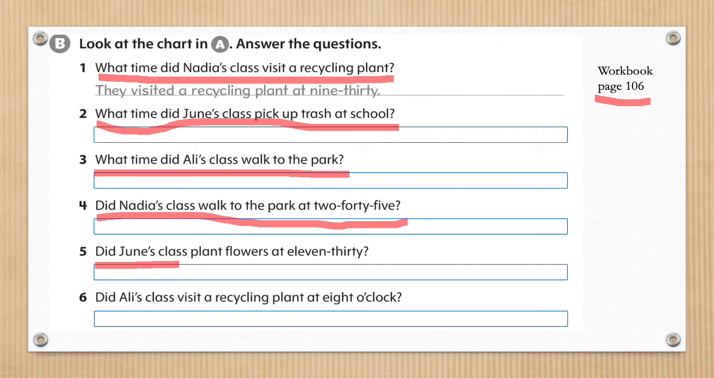Did June's class plant flowers at 11:30? And number 6, did Ali's class visit a recycling plant at 8 o'clock? Students, you can find the answers in activity A. Remember, we will do a review at the end of every lesson for you to correct your wrong answers.